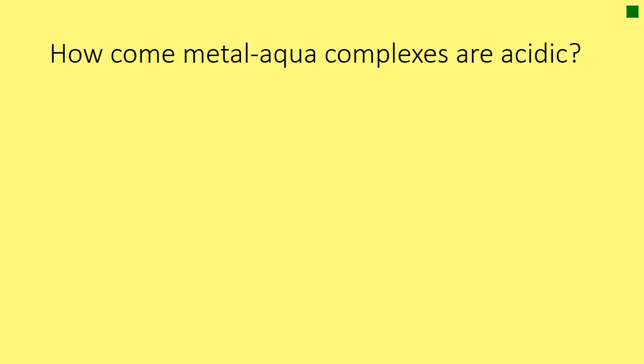So moving on to our second question, and that was how come metal aqua complexes are acidic? That's what we're going to do now. First, let's just get our heads around this question. Let's remind ourselves what we mean by acidic. So for it to be acidic, we need to have something release hydrogen ions or protons. Something must donate protons or hydrogen ions to make it acidic.